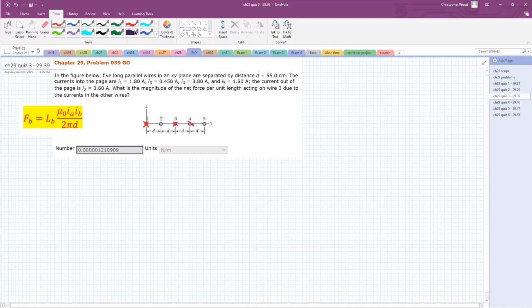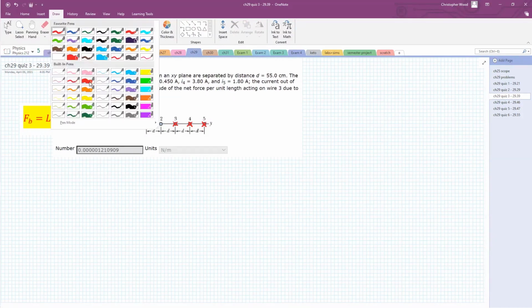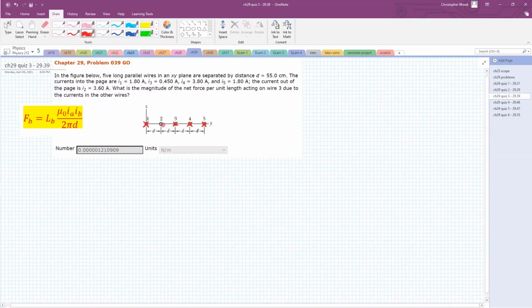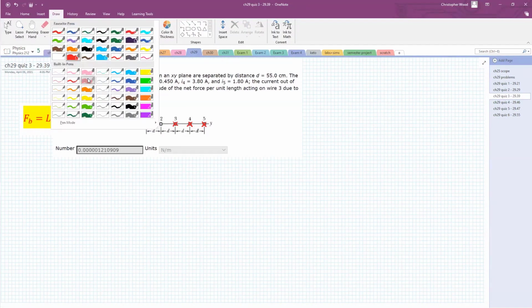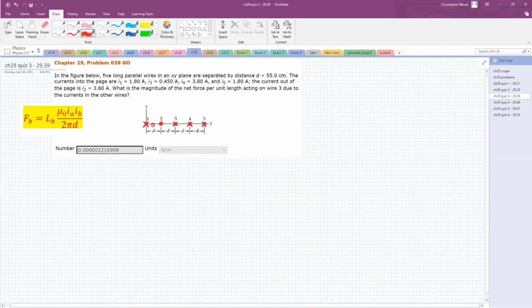I4 is going into the page, so that gets an X. I5 is going into the page, so all of these are X's except for current 2. Current 2 is out of the page, and all of these currents are different. So there might be some simplifications we can do, but not as much as last time because these are all different current values. So current coming out of the page means a dot for wire 2. Okay, so that's how you do the dots and X's as far as the current.